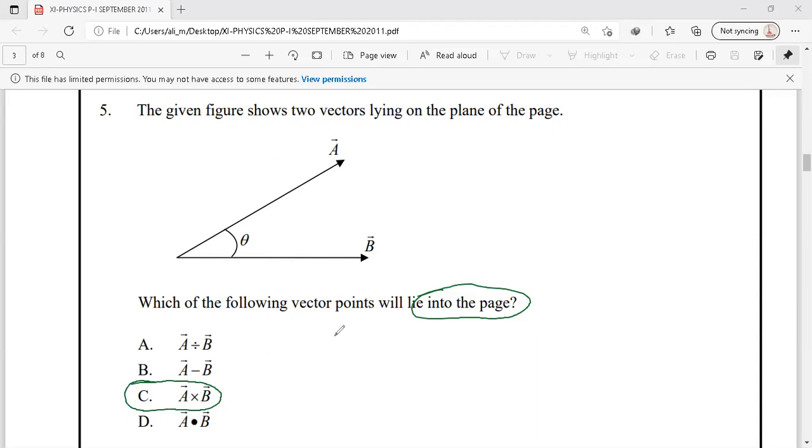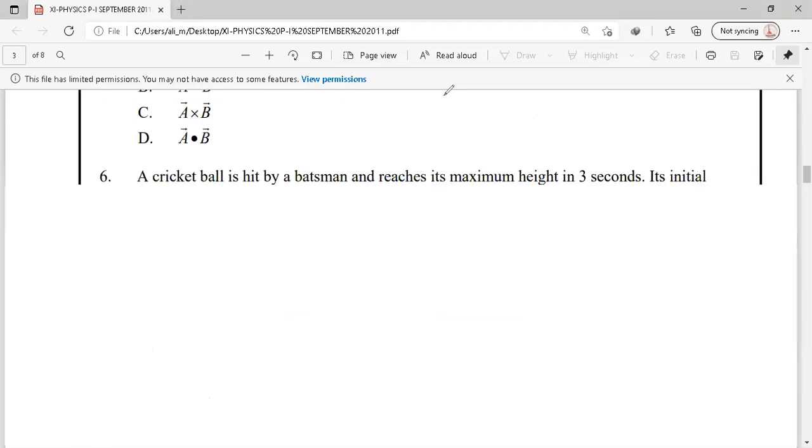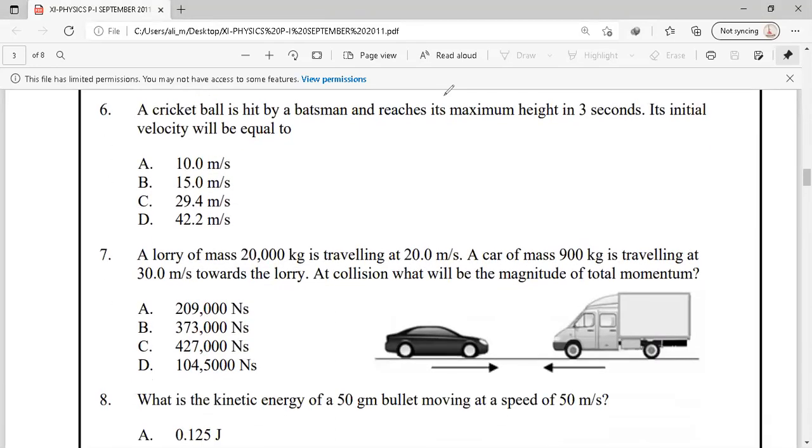A cross B, by using the right hand rule for the direction of the resultant in the cross product: we will hold the curled fingers of our right hand in the direction from A to B. So our thumb will point into the page, and this will be the direction of our resultant vector formed by the cross product of A and B. Then we have question number 6 and 7.